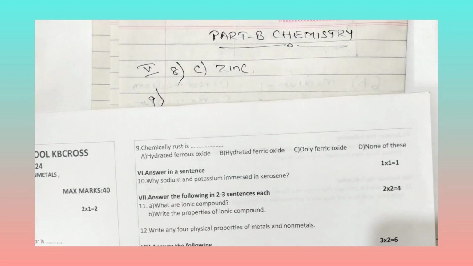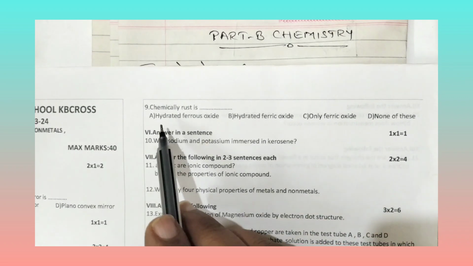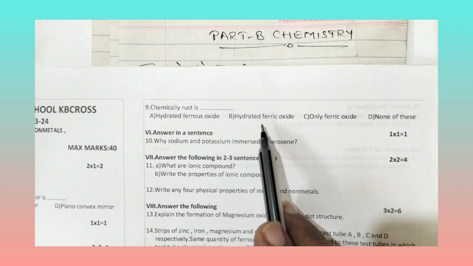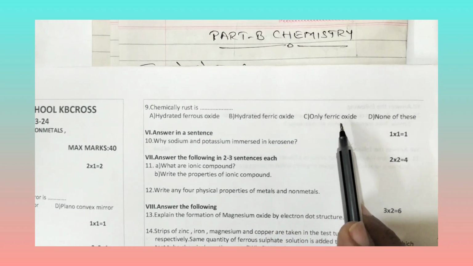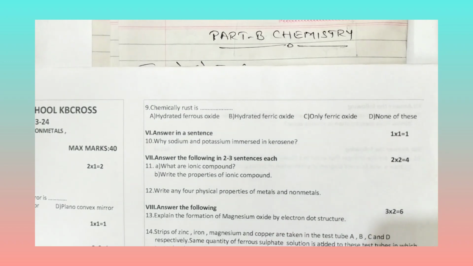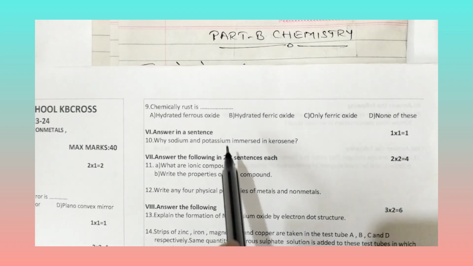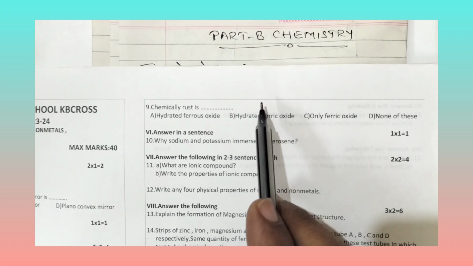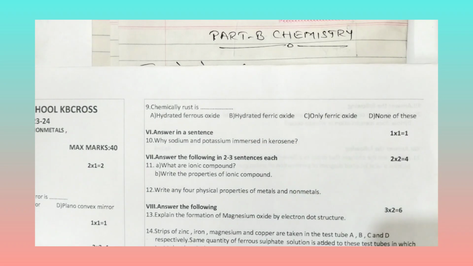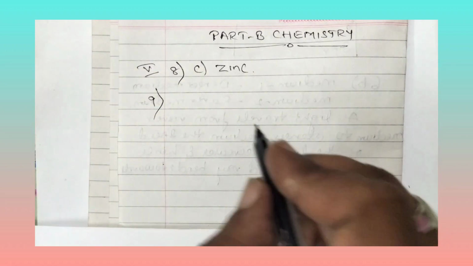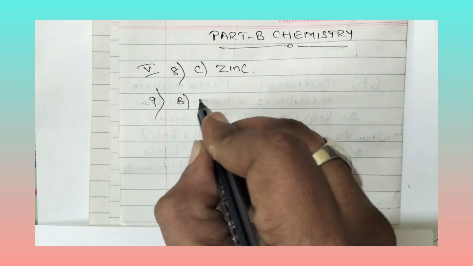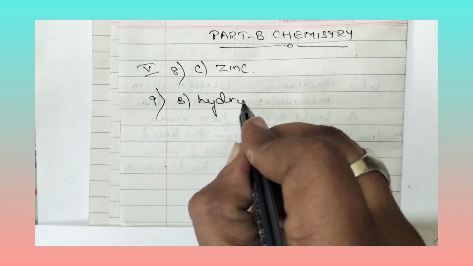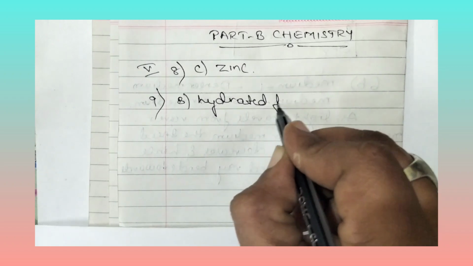Coating of zinc on iron is called galvanization. Now let us move for the 9th question. Chemically rust is dash hydrated ferrous oxide, hydrated ferric oxide, only ferric oxide, none of these. So among these four options, the right option is hydrated ferric oxide. So for the 9th question, the right option is hydrated ferric oxide.